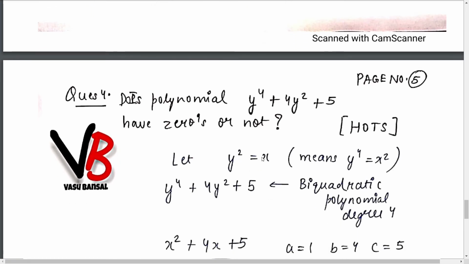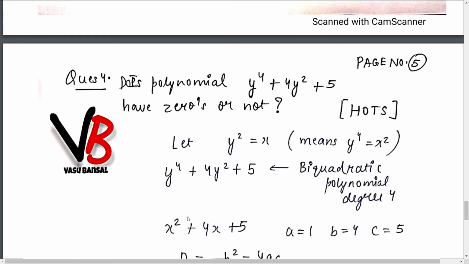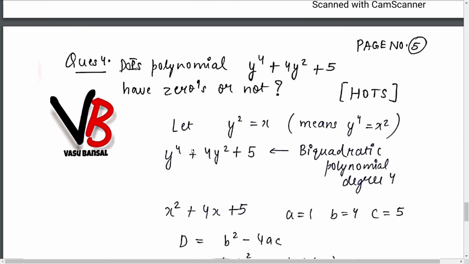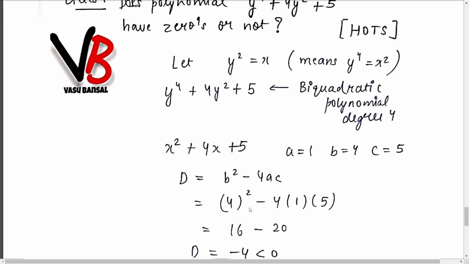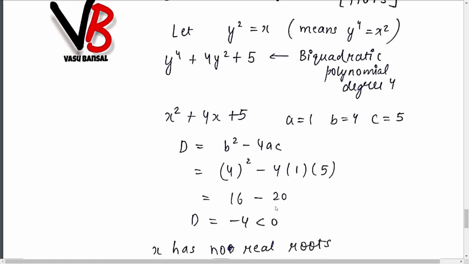So when I take this replacement, I get x squared plus 4x plus 5, because y to the 4 is x squared, y square is x. This is the new polynomial. Now in this case, a is 1, b is 4, c is 5. So I find out the discriminant, b square minus 4ac, it comes out to be minus 4, and so it is less than 0.